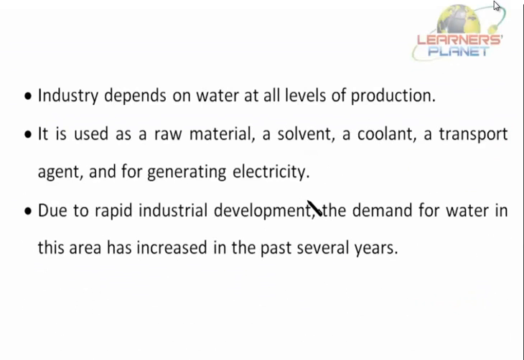So other than the domestic uses and for the agricultural uses, water is also used for industrial purposes. So industry also depends on water at all levels of production, like it is used as a raw material, then as a solvent, as a coolant, as a transport agent, and for generating electricity. So basically industries that produce metals, wood, paper, chemicals, gasoline, gas, most of the other products, they all use water in some parts of their production process. So industry depends on water, and much of the water is used for agriculture, and domestic households also depend upon the water.